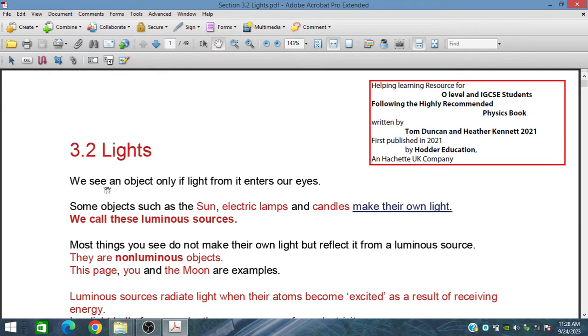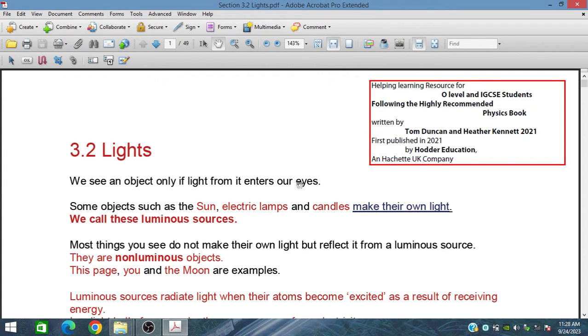We see an object only if the light from it enters our eyes. So we see through our eyes only if light reflects from an object. If light does not reflect from an object, we cannot see it. This is a very important point: our eyes can see only if light reflects from an object and comes to our eyes.